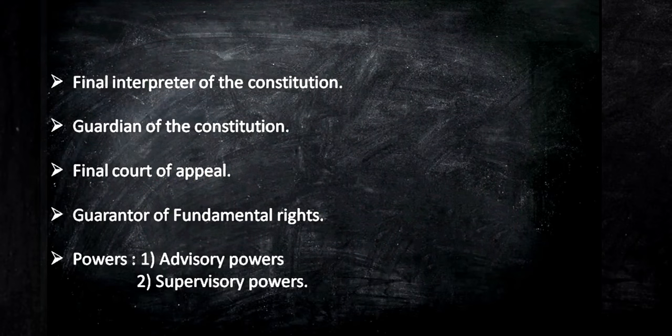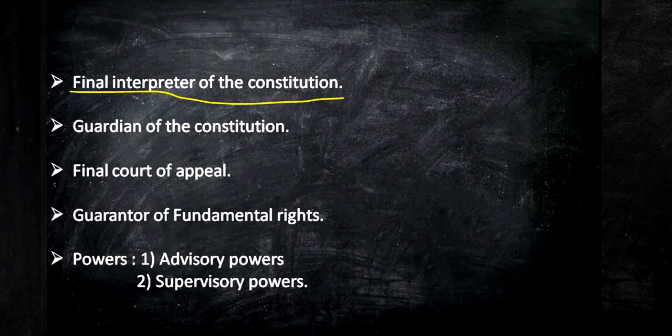Now, first we'll discuss the functions of the Supreme Court, then we'll move on to the powers of the Supreme Court. Coming to the functions, the Supreme Court is considered the interpreter of the Constitution, and it is the final interpreter of the Constitution. Why are we saying that? Because it is the Supreme Court which has been given the power to interpret the Constitution.